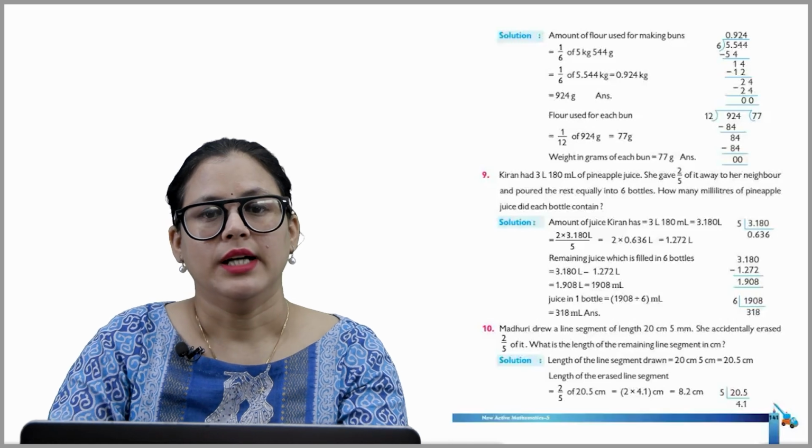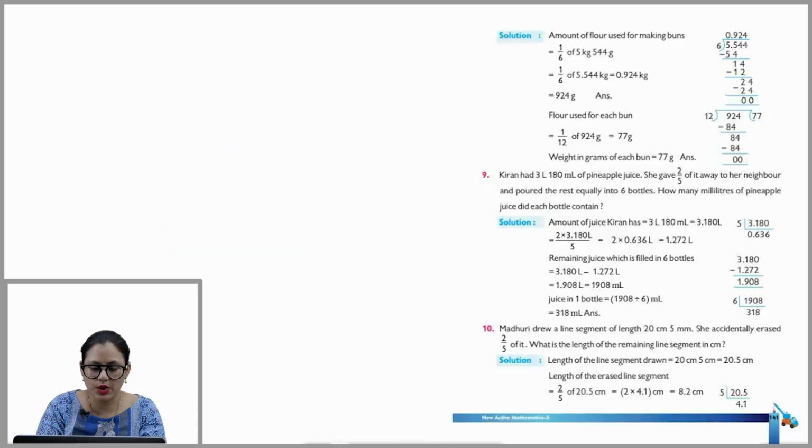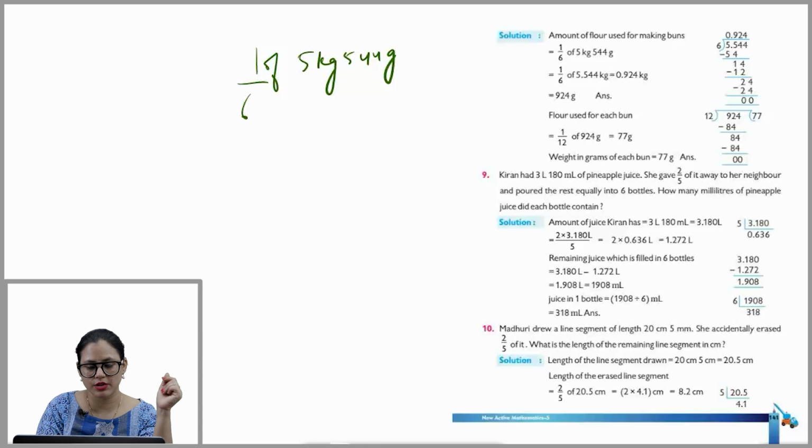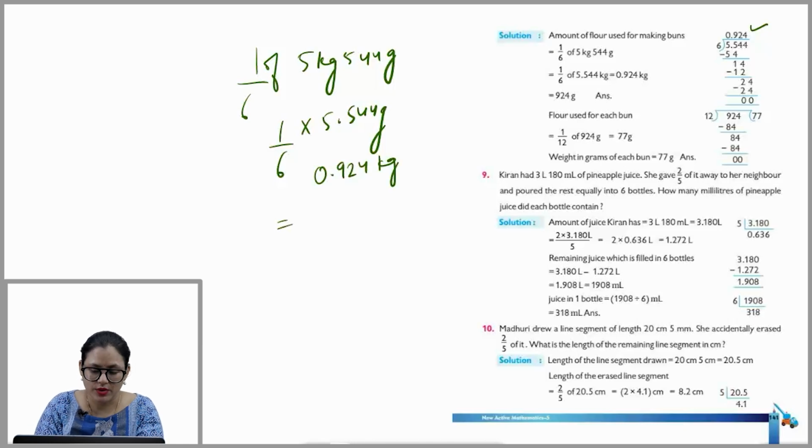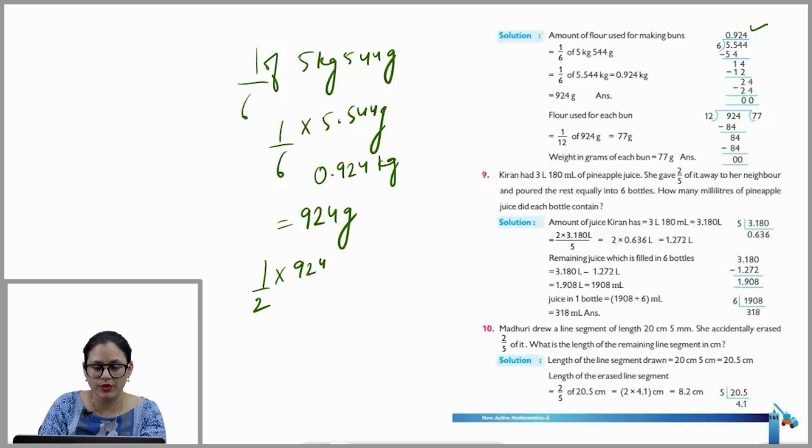Now see. Amount of flour used for making buns. She used 1/6 of 5 kilogram 544 gram. So let's convert it into kilogram. So 5.544 kilogram. Okay. Now you will divide this number. When you divide this number, you will get 0.924 kilogram. But you have to find it in gram. So 924 gram.